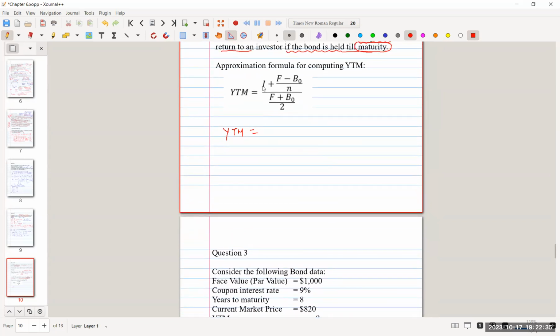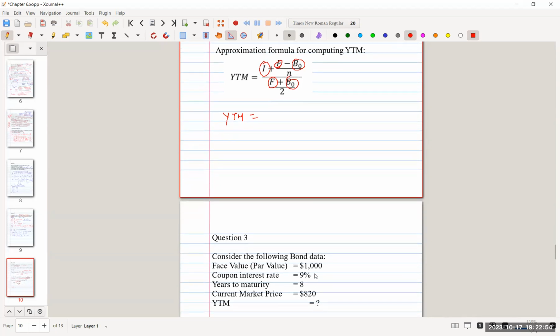The interest, which is the I for interest, this is interest. This is face value, F. This is price of the bond, face value of the bond, price of the bond, right? So we can just use the data. In this case, coupon rate is 9%. So which means that the coupon amount is 9% of 1,000, that is $90.